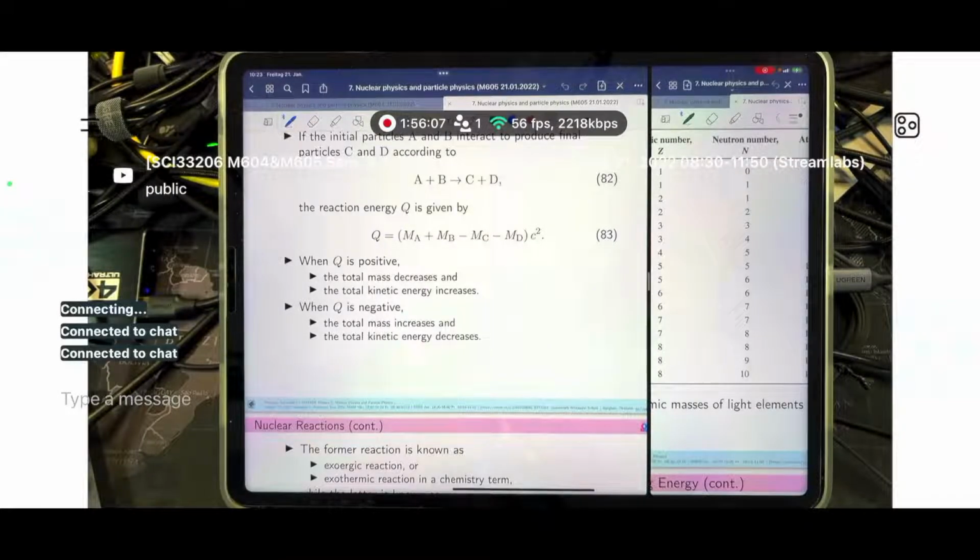Yes, this one. Okay, here the people like Supersin. Supersin. These 3 people from M604.